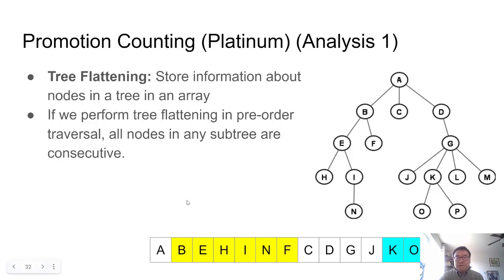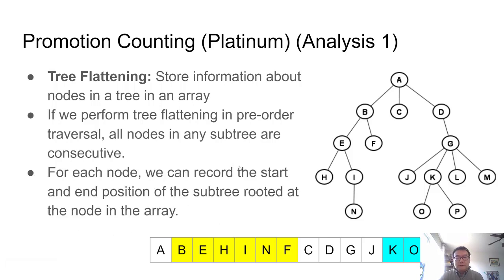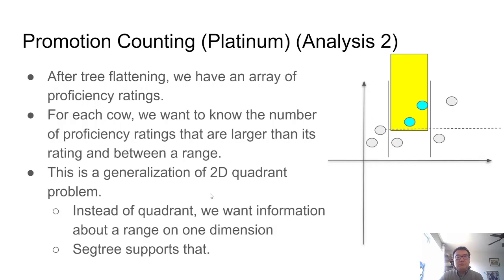So because of that, once we do this tree flattening, we can use an auxiliary array to record the starting and ending position of the subtree rooted in an array. So then for any node, if we want to find information about the subtree, we know which segment in the array we are looking for. So once we have that, then this problem becomes something similar.